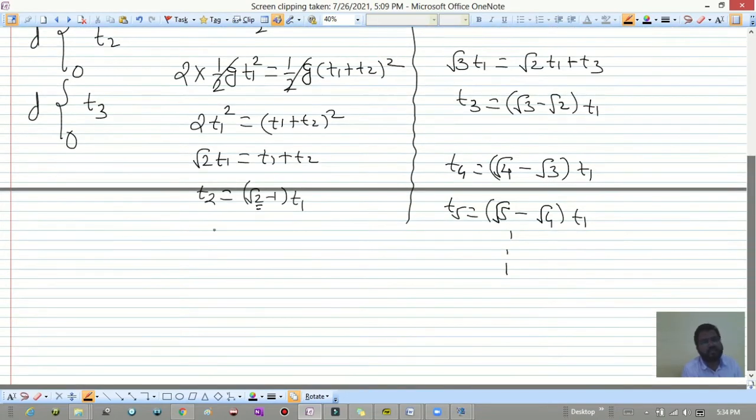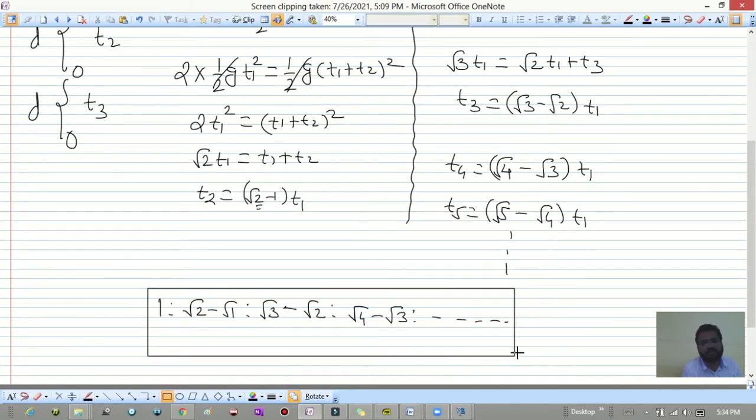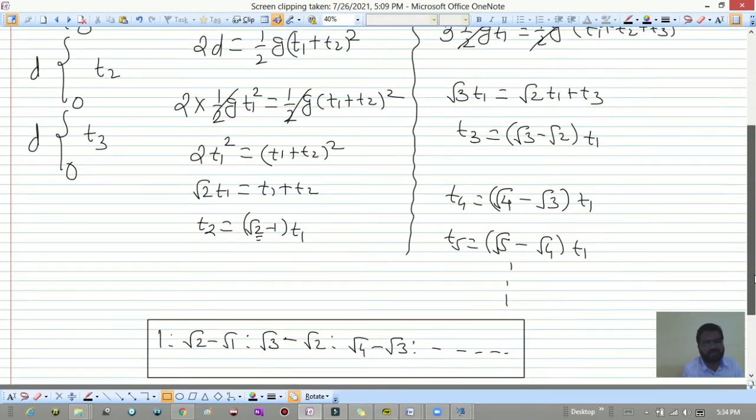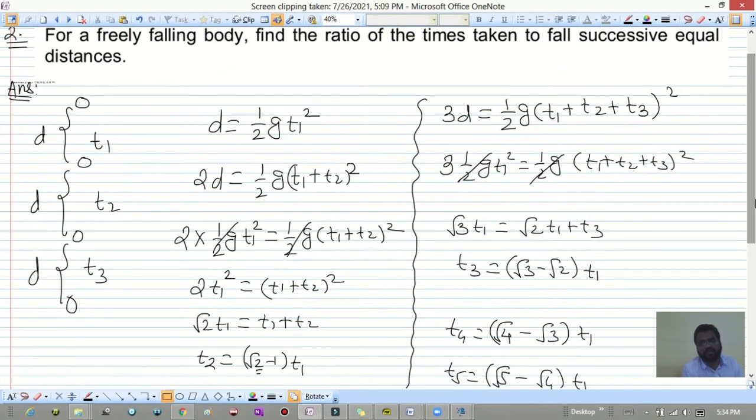So the ratio of times will be 1 is to root 2 minus root 1 is to root 3 minus root 2 is to root 4 minus root 3, and so on. So I hope this is clear. This is the ratio of times in equal distances. Ratio of distances in equal times will be in the ratio of 1 is to 3 is to 5.